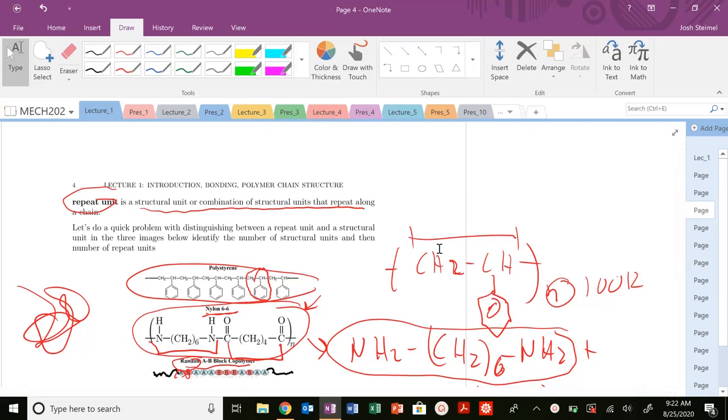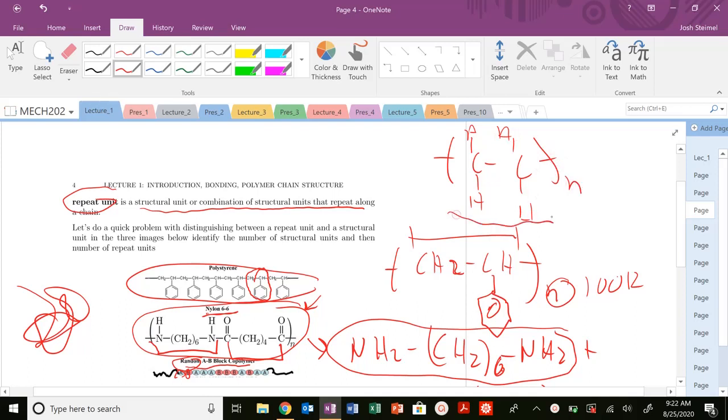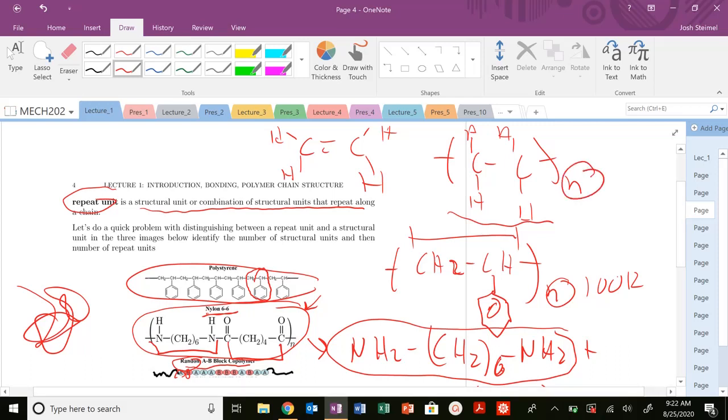Remember, we'll look at and create polyethylene, a very common polymer. This is our structural unit because it is made of basically C double bond H. This is our monomer unit, also called our structural unit. For this type of polymer, we have one structural unit, one repeat unit. It repeats n times. We saw that n could vary from 10 to 100K.